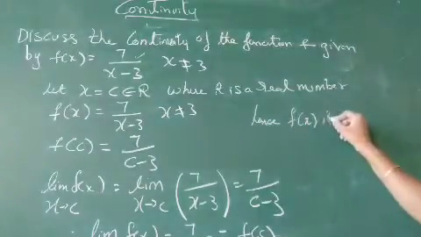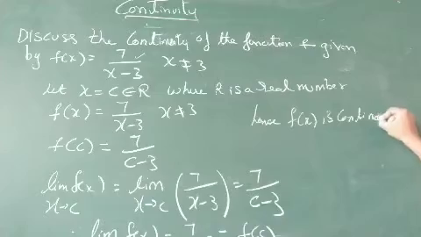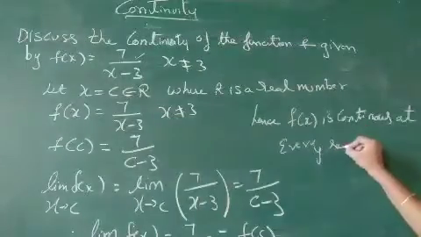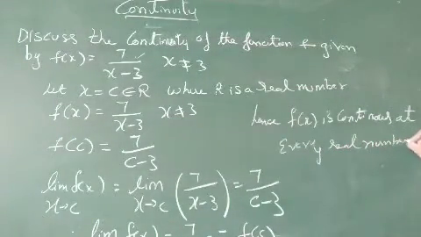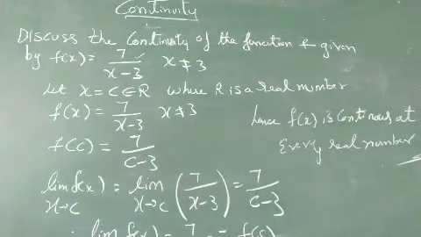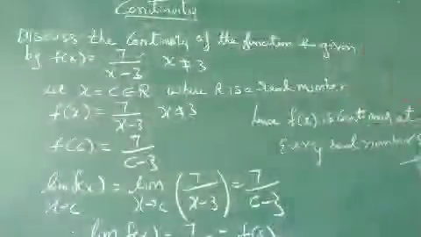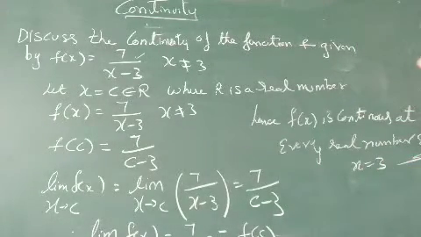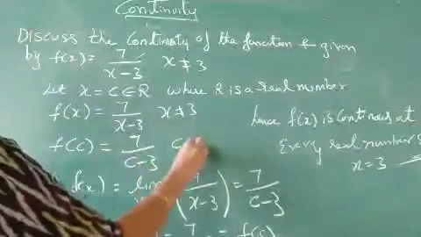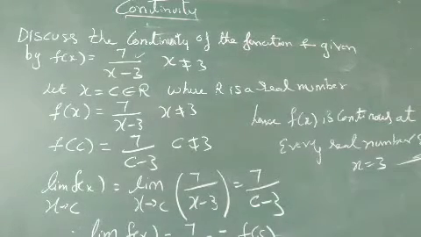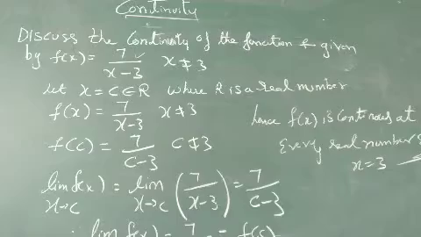Hence, f of x is continuous at every real number, except x equals 3. If x equals 3, it will be infinity, which cannot be defined. Is it clear? Next.